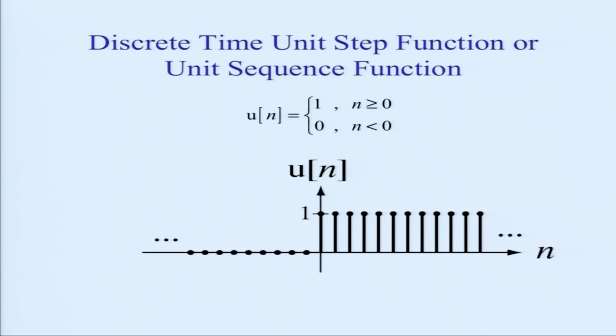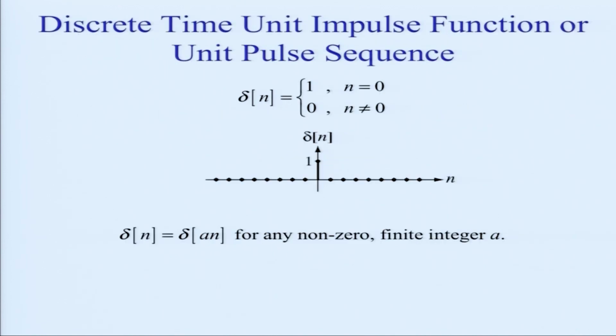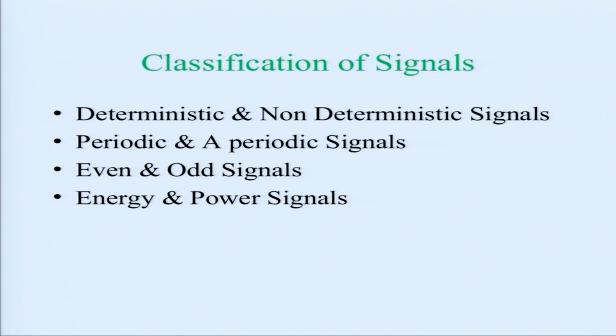This is the representation of the discrete unit step function. This is similar to the continuous signal, only we have to break the signal into small parts. This is for the ramp. This was the ramp in the case of the continuous signal, and this is for the discrete signal. Same, this was the representation for a continuous signal, this is for discrete. We have already discussed this classification of signals.